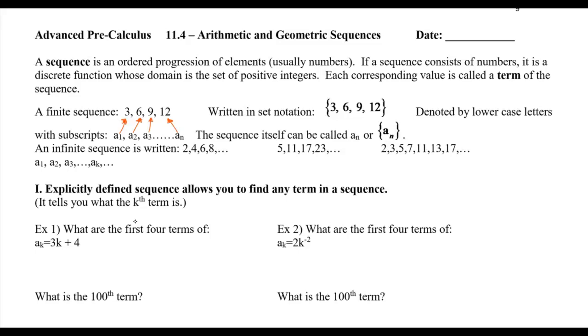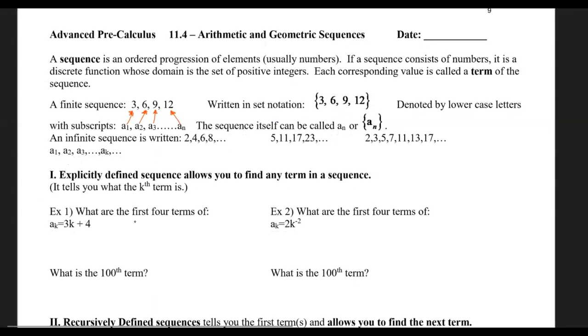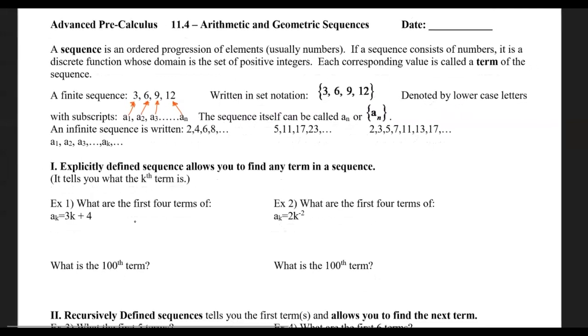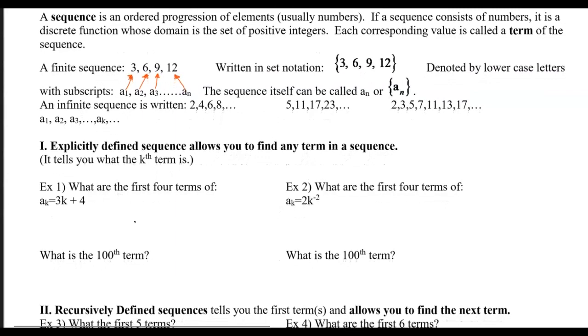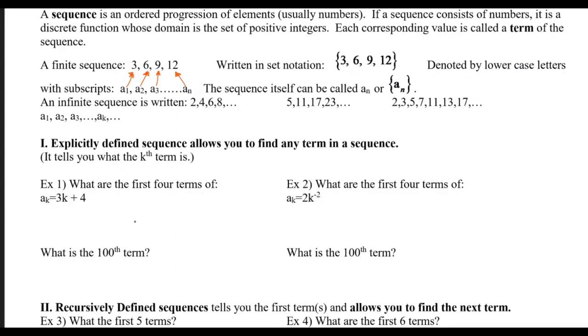I think that's it for the intro. That's basically all that this is saying here. You can have a finite sequence, which means it ends, or an infinite sequence, which means it goes on forever. Oh, and each term, like I said, is denoted with a lowercase letter with subscripts. So A sub 1 is term number 1. A sub 2 is term number 2. A sub 3 is term number 3.